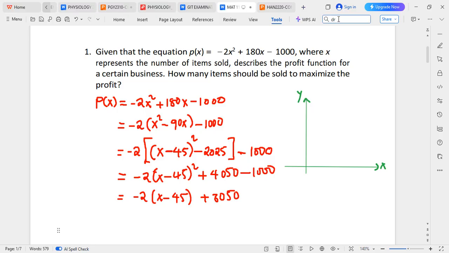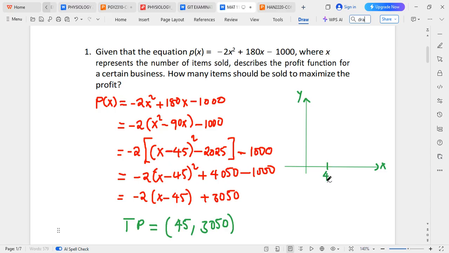What you should understand is that as you sketch these functions, the turning point is always, you take the number in the brackets, x minus 45, and get it to 0. In other words, just get the 45 and change its sign. It's positive 45. The number that is outside, 3050, is going to be the y coordinate. So therefore the turning point is at 45, comma 3050. Let's say 45 is here, and 3050 is there.